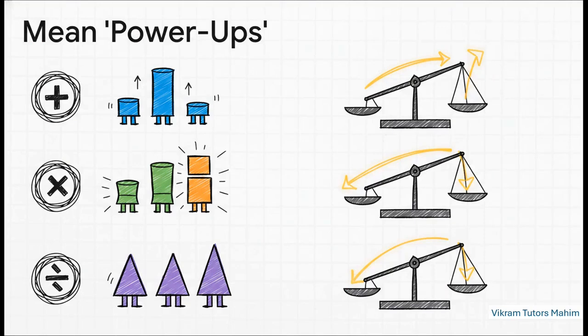Here's the deal. If you do the same thing to every single number in your list, the mean does that exact same thing. So let's say a teacher decides to give every student 5 bonus points on a test. Do you have to recalculate the average for the whole class? Nope. You just take the old average and add 5. That's it. And this trick works for subtracting, multiplying, and dividing too. It's a huge time saver.